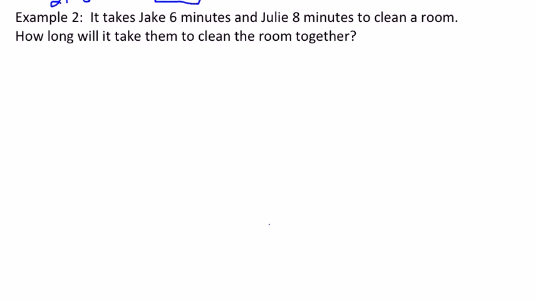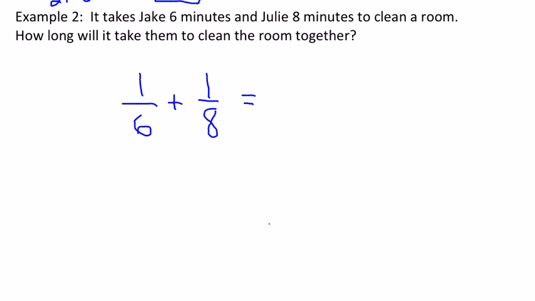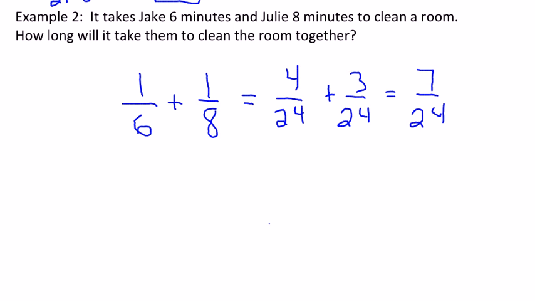The difference on this problem is that it takes Jake 6 minutes and Julie 8 minutes to clean a room. How long will it take them to clean the room together? Now, instead of doing 1 hour, 2 hours, 3 hours, we want to come up with the number of minutes it's going to take us to do this. We start the same way. Jake can get 1/6 of it done in a minute, and Julie can get 1/8 of it done in a minute. And so we add that together. Common denominator 24, so 4 out of 24 plus 3 out of 24 equals 7 out of 24. So they get 7/24 of the job done in 1 minute.